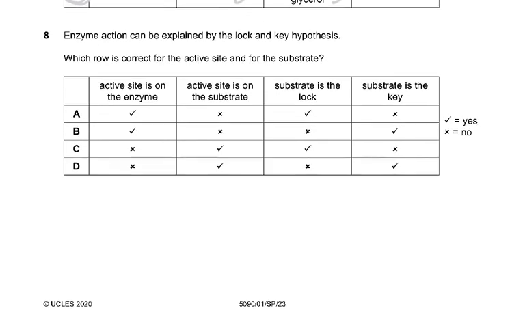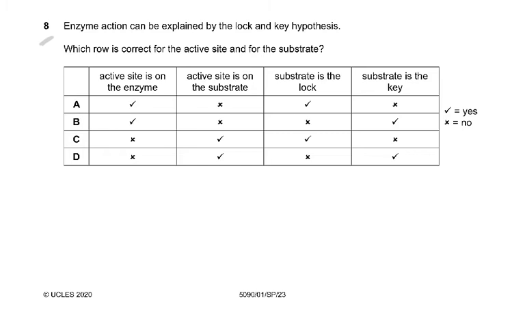Now coming on to question number 8. Enzyme action can be explained by the lock and key hypothesis. Which row is correct for the active site and for the substrate? So the active site is on the enzyme. So this is correct, these are wrong. So these are the ones that we cancel out. You always do this first: you cancel out the entirely wrong ones and then you read the correct ones and then you narrow down.